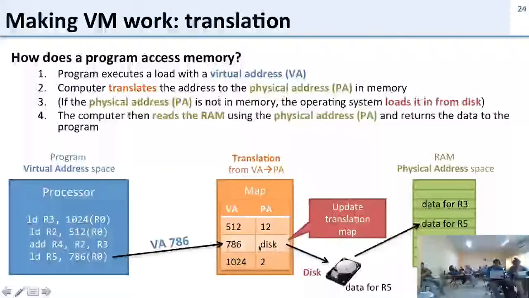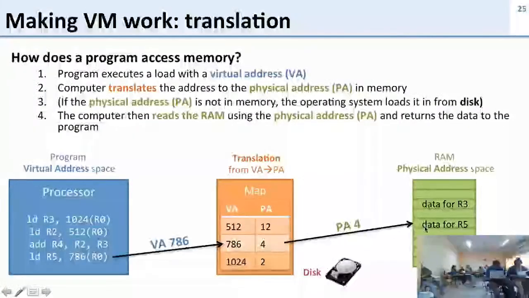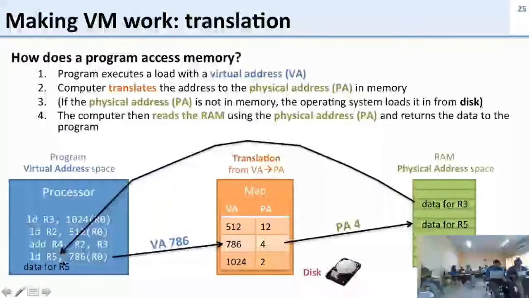Once we've loaded it into memory, now we go and update the translation map. Okay, so now we no longer want to translate address 786 to disk. We want to translate address 786 to this location in memory. So we update that to 4. Now when we put in virtual address 786, we get out physical address 4. We go ahead and load it from the memory, and we return the value.